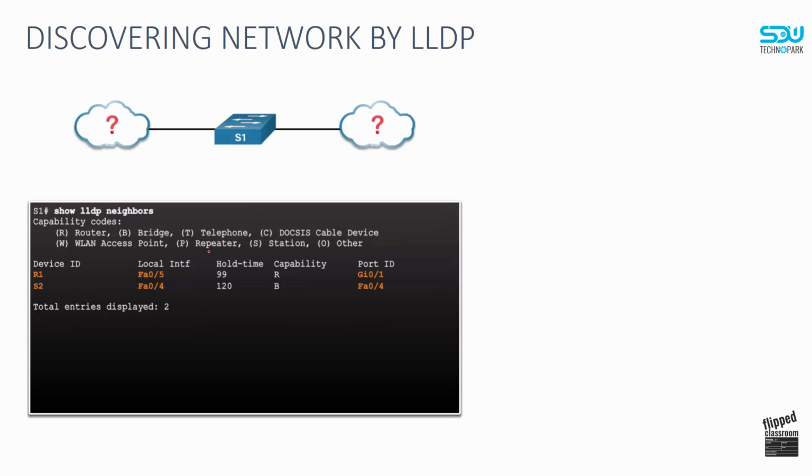And let's take a look what kind of information it can provide to us. In switch 1 we are making a decision to see what kind of LLDP neighbors we have, and it's saying that from one side we have router 1, from another side is switch 2. And also here is some information about their ports and about their capability, what kind of job they can do.